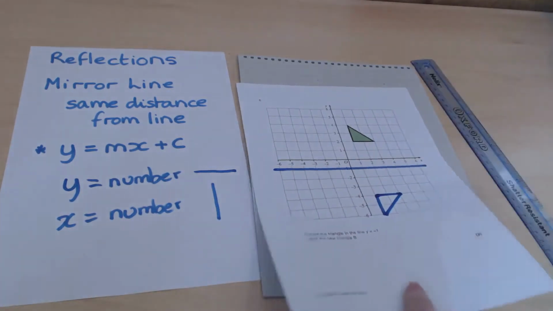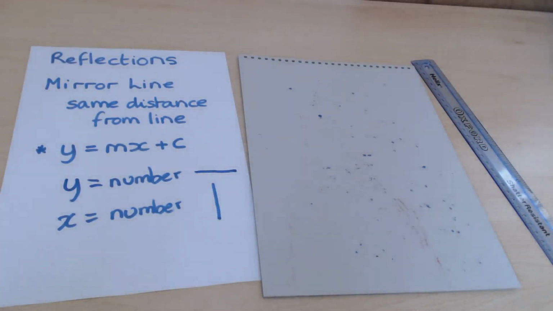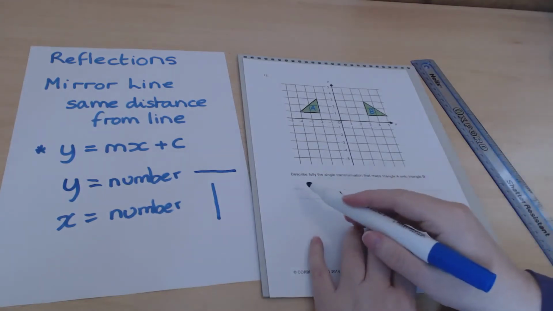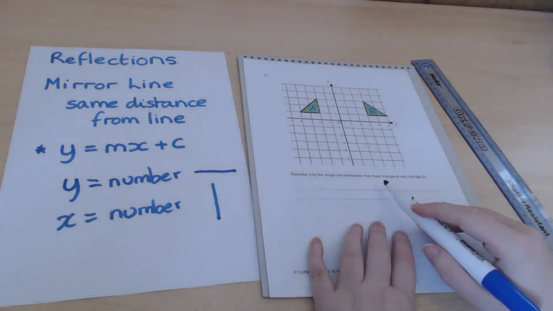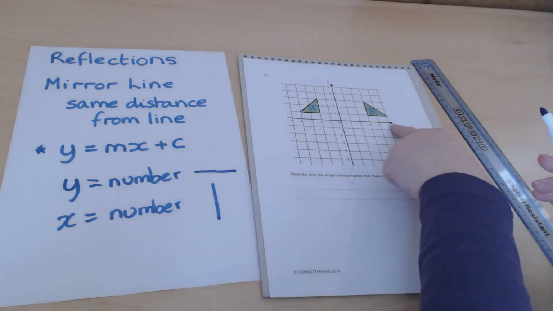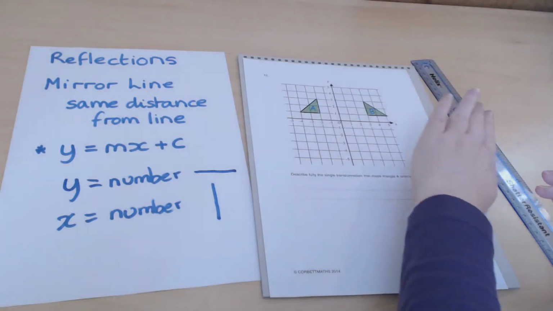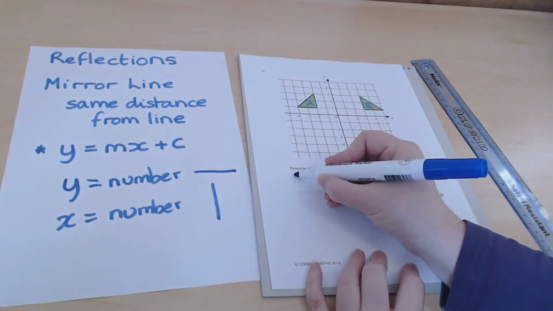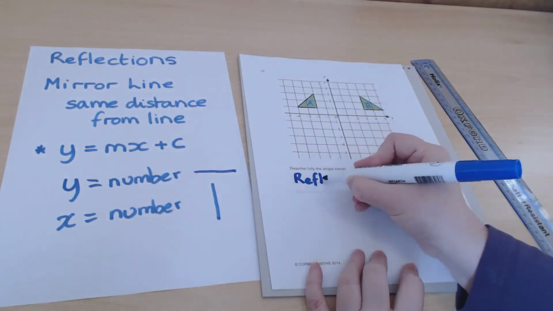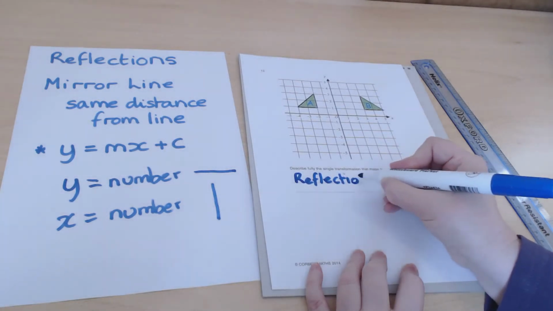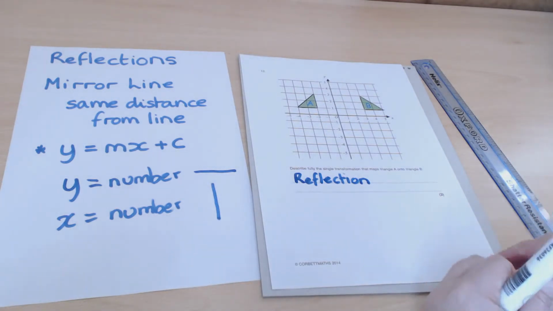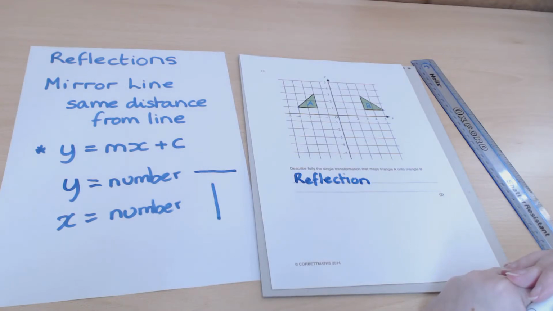Okay, so to finish off we're going to look at some where the reflections already happened and we've got to describe the transformation that's happened. So it says here, describe fully the single transformation that maps triangle A onto triangle B. So we can see that it's a reflection here. Hopefully you can tell that. So the first part of our description is to say that it is a reflection. The second thing we need to say is what the mirror line is that it's reflected about. So remember that they have to be the equal distance away from each other.